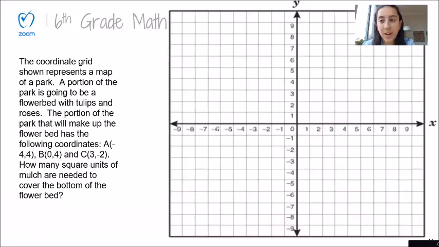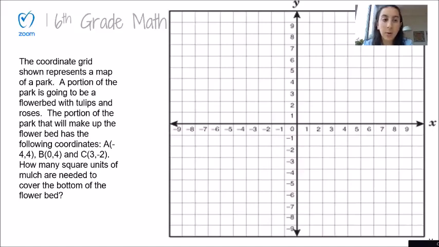Now we're going to look at another problem together that actually involves a different shape. This is also in your Google Classroom classwork. Now we are going to look at another problem together. This problem is also in your classwork on Google Classroom.